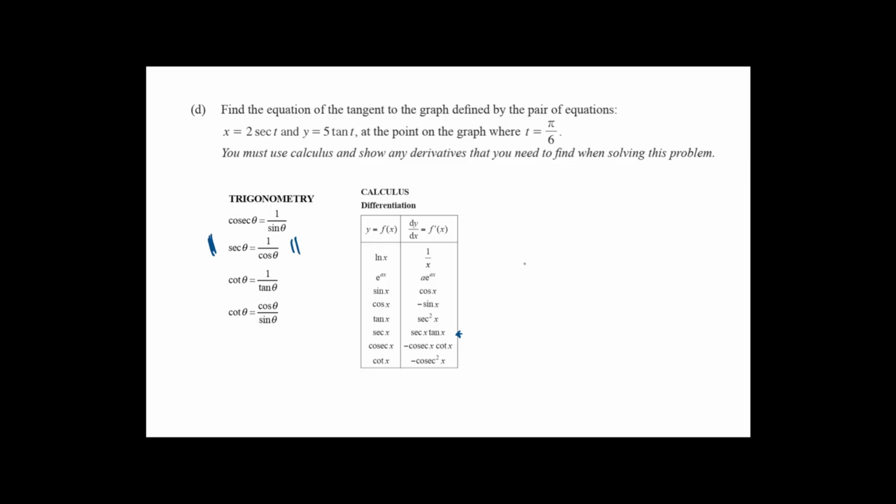Okay, what do we do first? First thing we need to do in order to find the equation of the tangent, which is a straight line, we need one of the points. And we need the point where it crosses this line. So for this, the x coordinate is when t equals pi over 6. So 2 secant of pi over 6 is going to be the same as 2 over cosine of pi over 6.